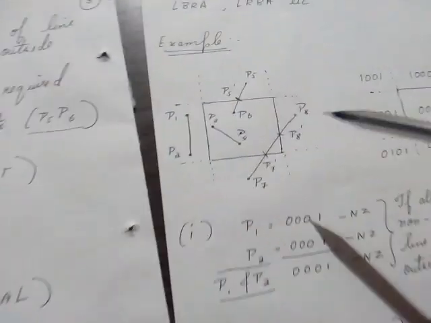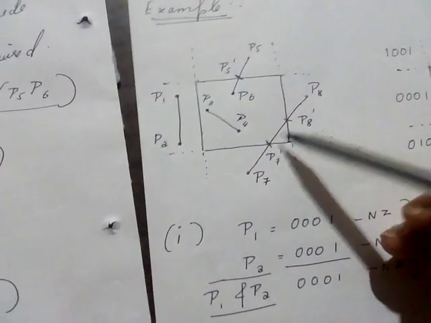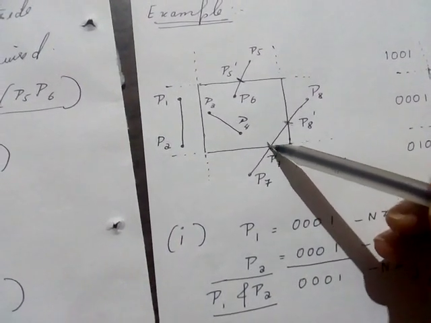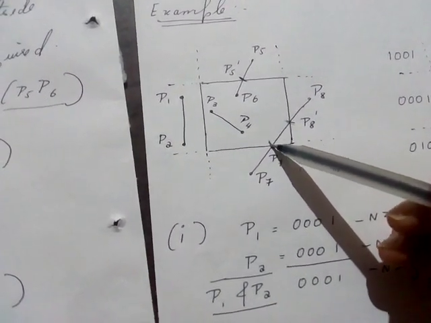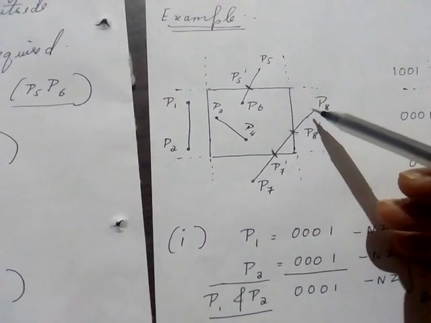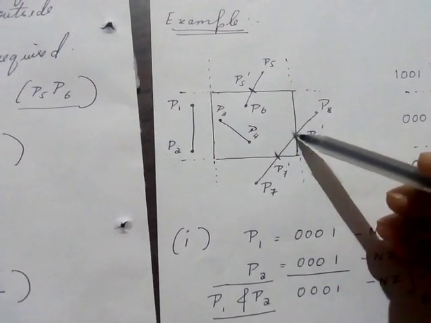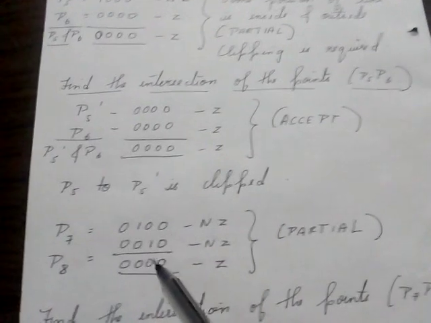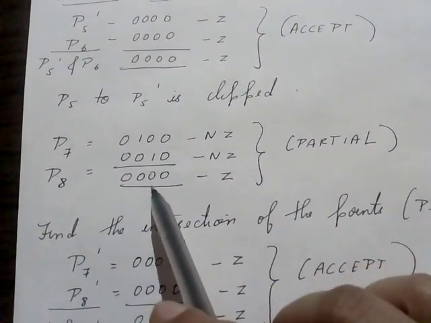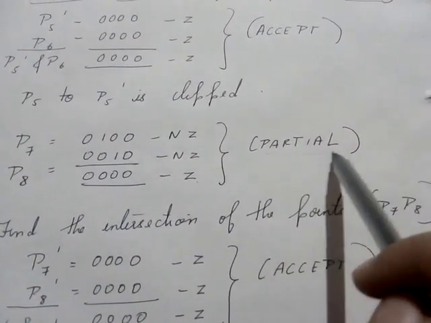Now consider this line. This line is P7, P8. You have to find two intersection points. This is P7, this point we'll call P7 dash, and P7 dash value will be the same as that of the window which is inside. And this is P8, and P8 dash will have the value same as that of the window. For P7, P8, the values are taken, and some are non-zero, some are 0, so that means it is partial.